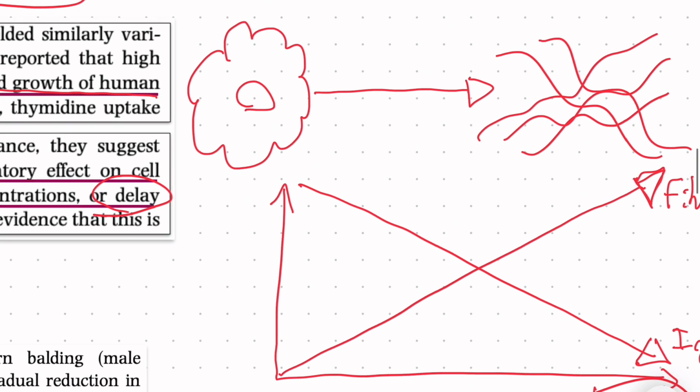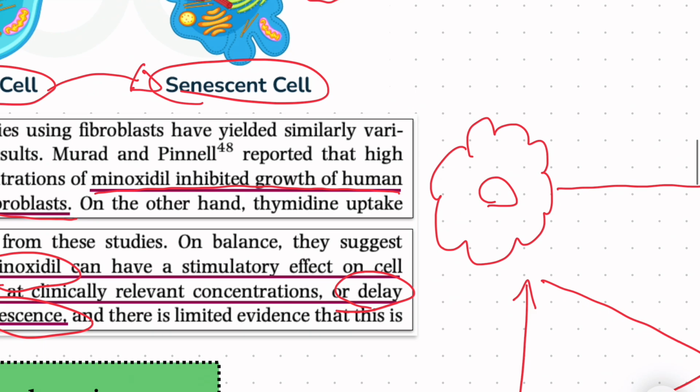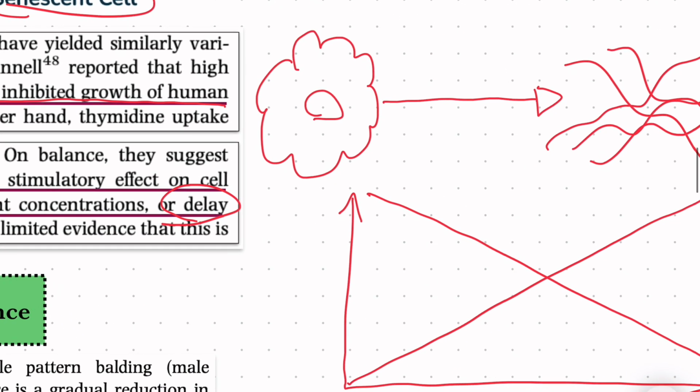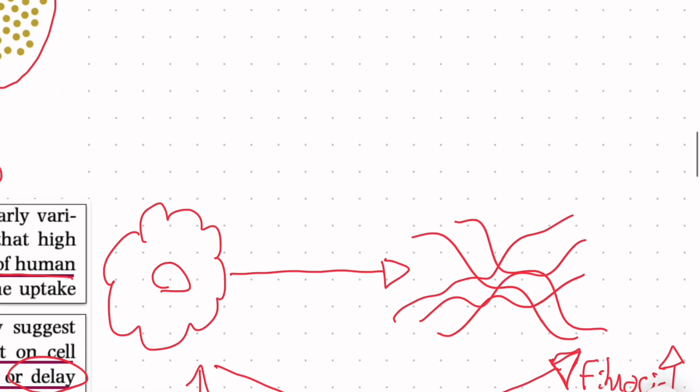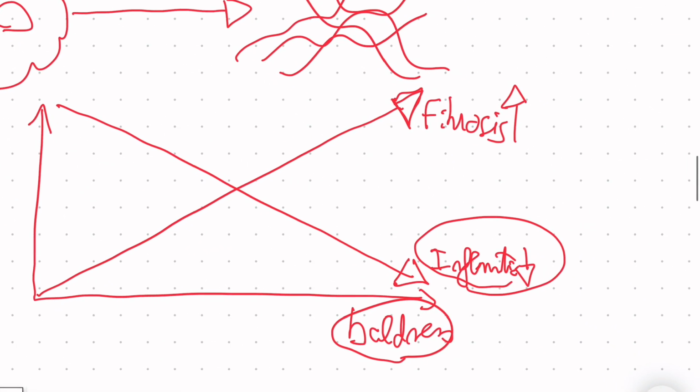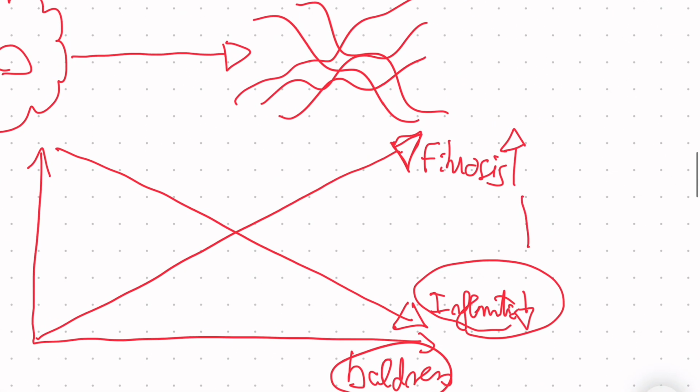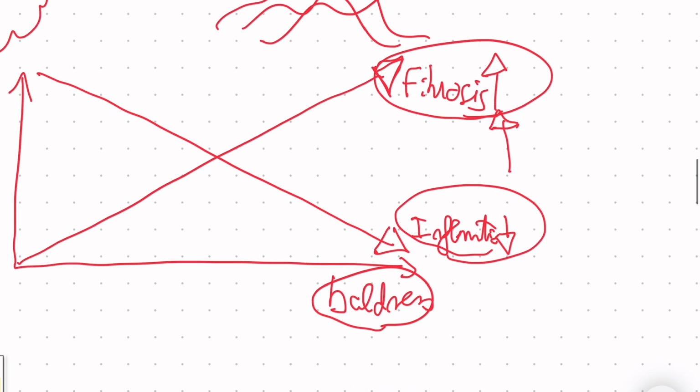So if we're able, through minoxidil, to delay senescence, we are therefore delaying or reducing inflammation, because we know that senescent cells cause inflammation. And by reducing or delaying inflammation, we can delay or reduce fibrosis, and therefore delay or reduce baldness.